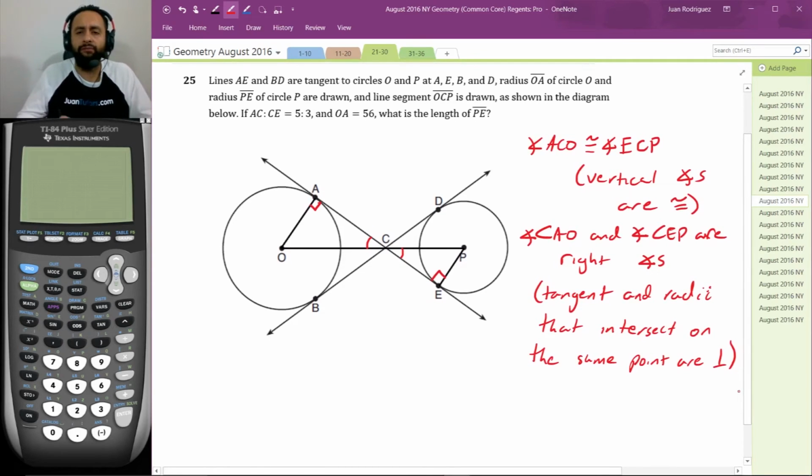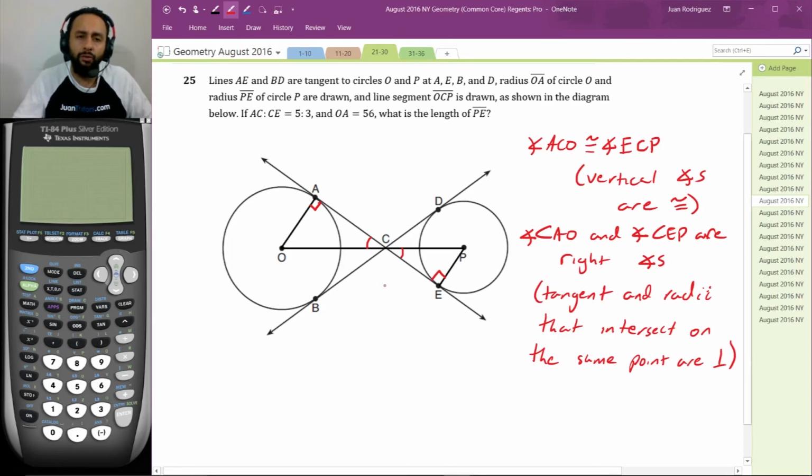Anyone with a keen eye on proofs would have noticed that what I said is normally two statements in a statement-reason proof, or even three. You have to say that OA and AC are perpendicular because a tangent and the radius that intersect on the same point are perpendicular. Then you need to say that PE and EC are perpendicular for the same reason: tangents and radii that intersect on the same point are perpendicular.